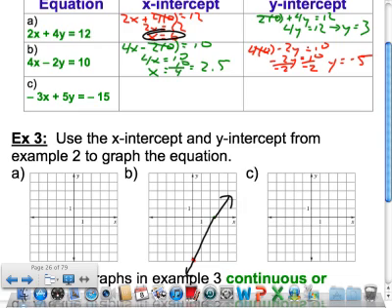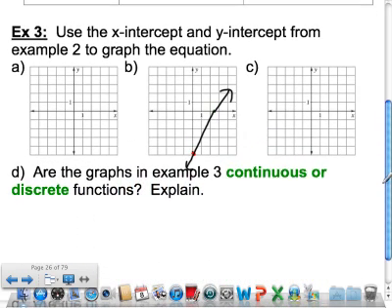So again, you can go ahead and take a look at the last part C by yourself. And then part D says, are these examples of continuous or discrete? They're all going to be continuous because, again, I did not restrict your domain. And so when you graphed it, you never have to bring your pencil or pen off of the paper.